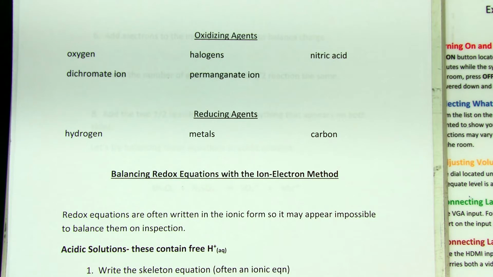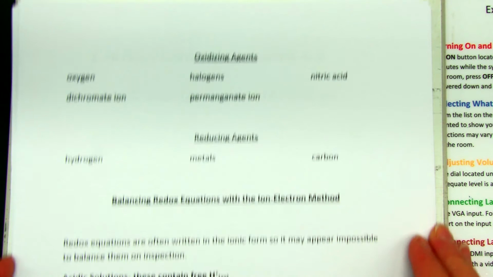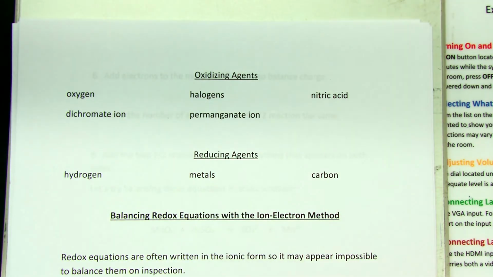Okay, so sometimes we can actually recognize that it's redox because these common oxidizing and reducing agents show up in there. Just like we got used to recognizing double replacement and knowing it's not redox, we can recognize these things and say when these are in there, there's a good chance it's redox. Not always, but there's a good chance.